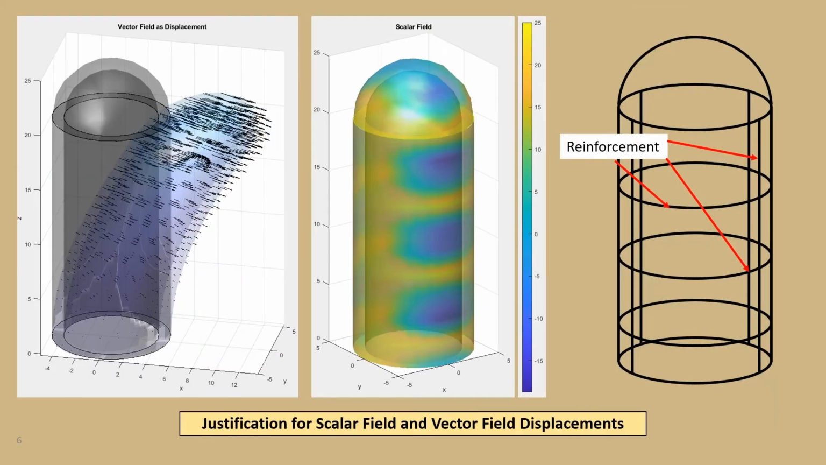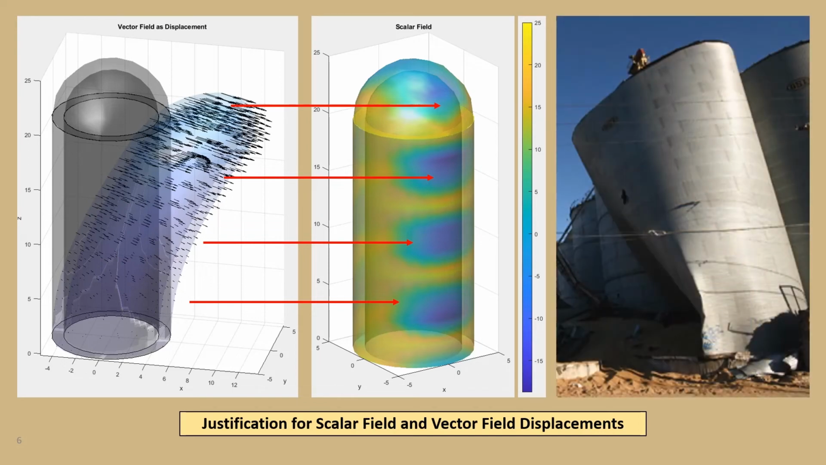In this slide, I'd like to justify my scalar field and vector field displacements. As you can see in my displaced silo to the left, those locations where my silo is failing correspond to locations of rather low reinforcement within my scalar field. And like I was saying before, those locations of rather low reinforcement are the locations you can see in dark blue or purple there. And as you can see in my reinforcement schematic, those locations are rather low in terms of reinforcement. So I like to imagine that this silo is collapsing realistically.